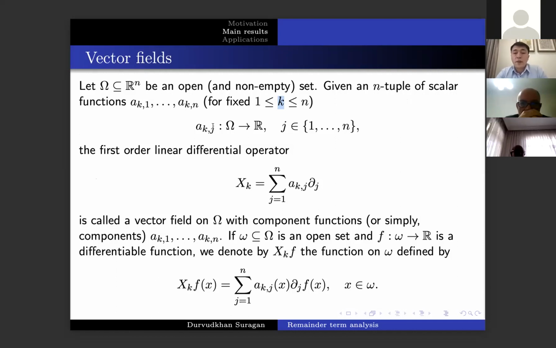So what's the action of this vector field on a function? It's trivial. The action means that this is another function which is given by this formula, assuming that f is some differentiable function. Okay, so these are our notations.